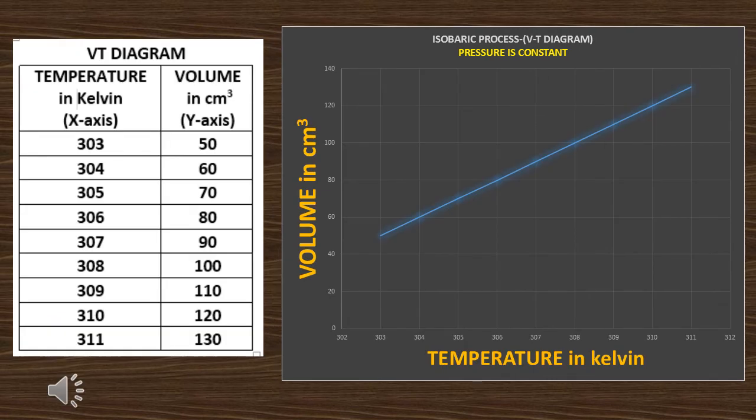Here you are observing the VT diagram in the case of isobaric process. We know very well that pressure is kept constant in the case of isobaric process. Here the temperature is taken along x-axis and volume is taken along y-axis. When the temperature is increased, volume of the system also increases. You can see a slanting linear graph, a bluish graph, in the graph. But pressure is kept constant.